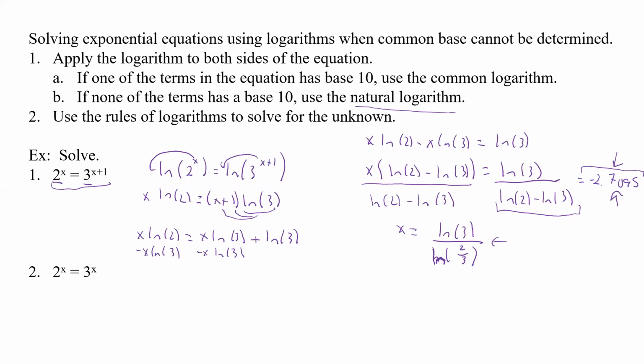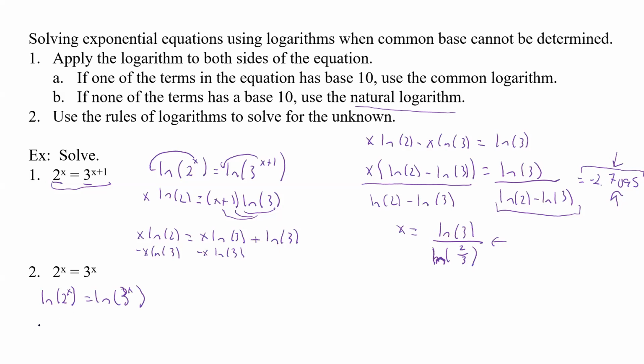Now, what about the next one? Well, the next one looks really easy, so let's do that. So different bases again. Basically, I'm going to do the same thing. I'm just going to take the ln of both sides. So that's ln of 2 to the x equals the ln of 3 to the x.